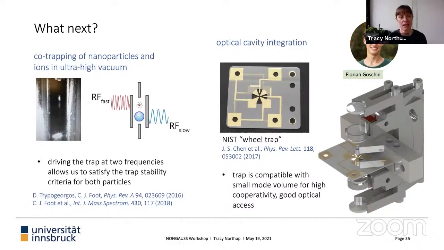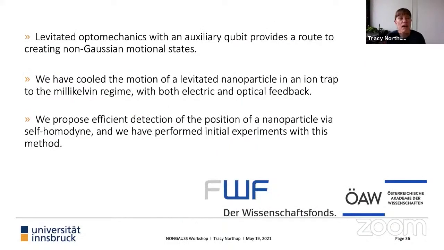Right, so to wrap up, I've tried to convince you that levitated optomechanics, and in particular with an auxiliary qubit, provides a promising route for creating non-Gaussian motional states. It's not going to happen tomorrow or next month, but it seems like there's a lot of momentum in the field of levitated optomechanics. In particular, we think that by using an ion as an auxiliary qubit, we can harness a lot of the experience, the toolbox that researchers have been developing for several decades on manipulating these states.